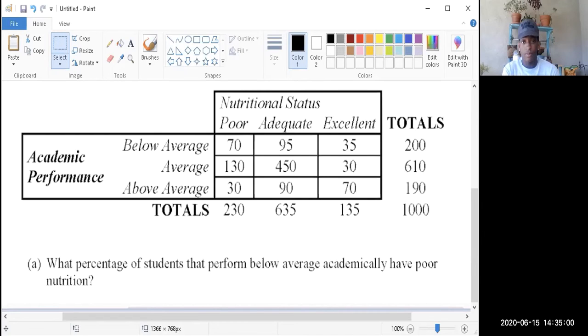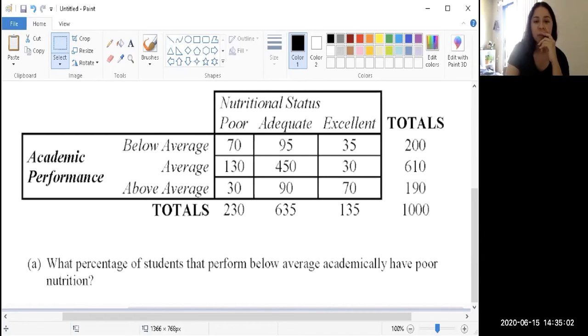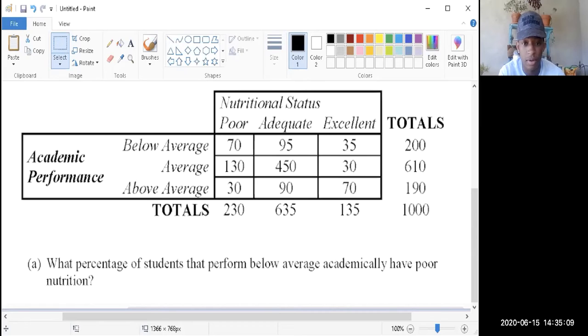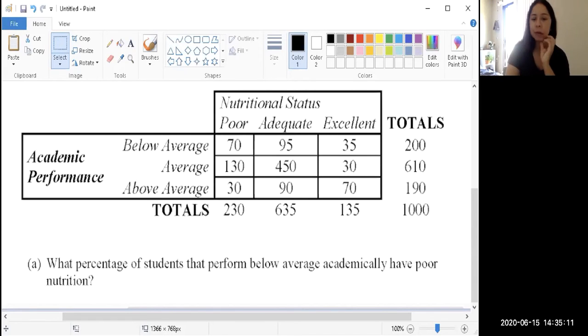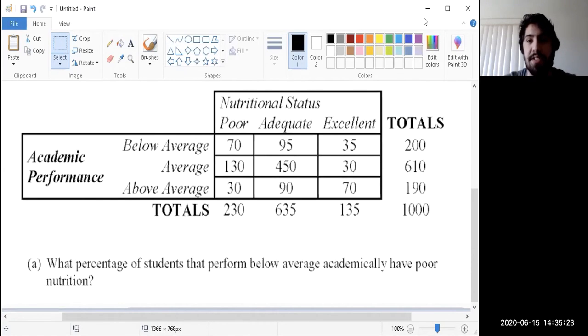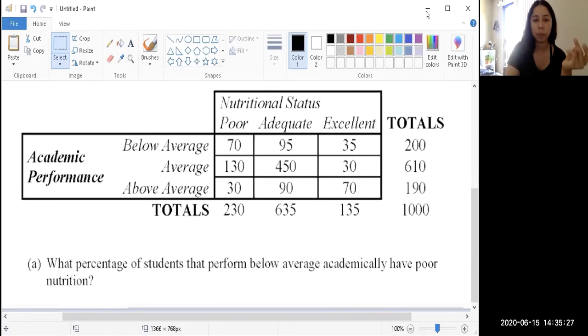What percentage of students that perform below average academically have poor nutrition? I think you should work through it with them on this, because we just did terminology. This is more computation. That's why I said just go back. There's like 3 more examples on the other ones, the discrete ones, and I'll just go back to that. Okay. All right. Ignore that. Don't get confused. I'm sorry.